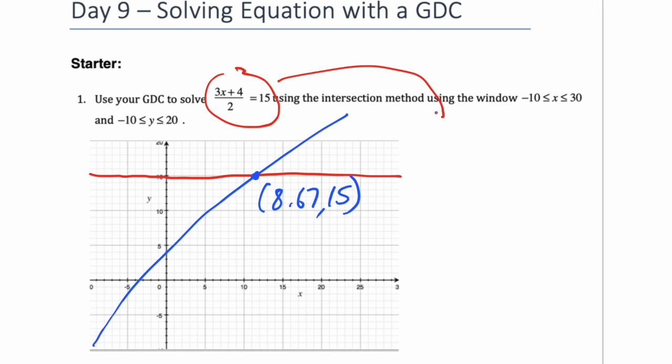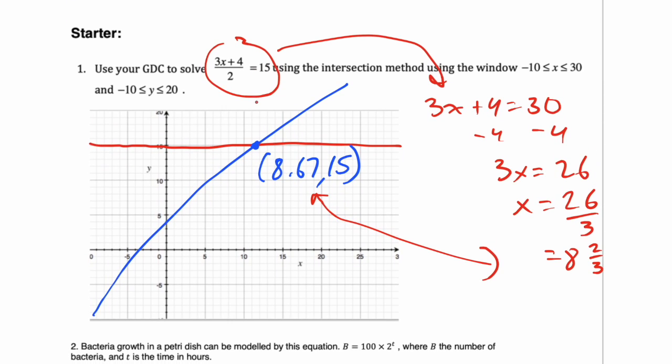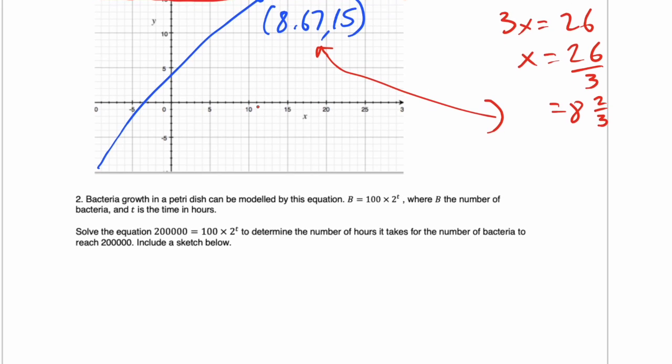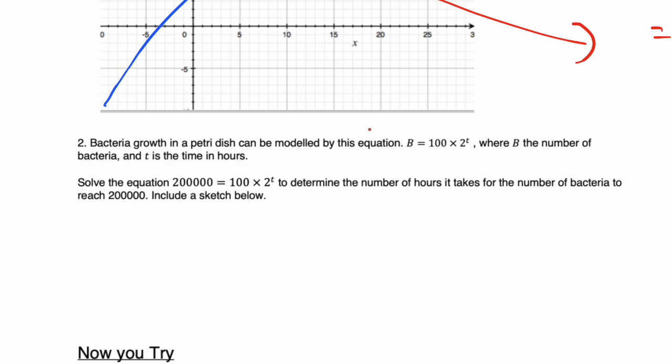So let's actually solve it manually because it's pretty easy to solve. We multiply both sides by 2 and we get 3x plus 4 equals 30. Subtract 4, and x equals 26 over 3, which is 8 2/3, which matches the x value here, right? The x value is the solution to this equation. So again, this is a pretty simple equation. We don't need to solve it with a calculator, but as the equations get more and more difficult, a calculator becomes very handy. And we can solve equations like this, for instance, which are not so easy to solve.